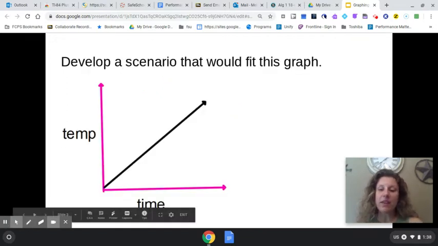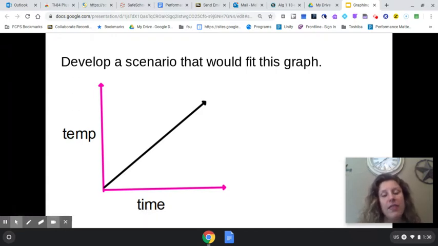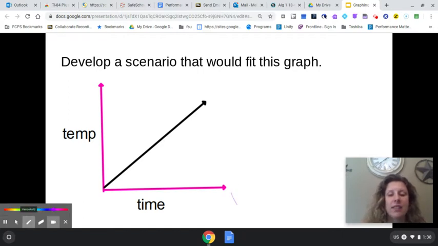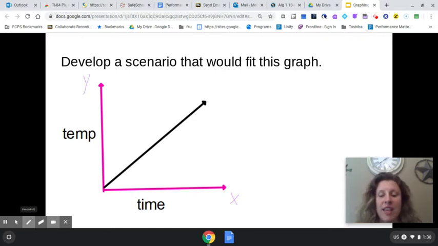Okay, so one thing that we're going to have to do in this lesson is take a look at a graph and then develop a scenario that would fit that graph. So if we look at the axes, the x-axis is referring to time, and the y-axis is referring to temperature. So this is a time versus temperature graph. And as we look at the behavior of the graph, this one is an increasing behavior. So as time increases, the temperature does also.